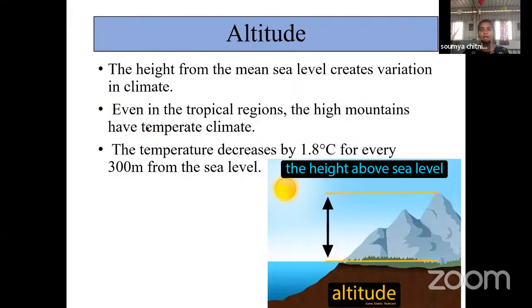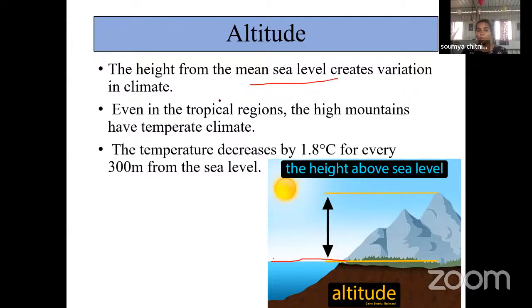And altitude is the vertical height, we can say. From where do we usually measure this altitude or height? Usually from the mean sea level. Mean sea level is the level of the sea, usually taken as an average. So from the mean sea level, what is the height? Here in this picture you can see the mean sea level, and the height of the mountain sitting over here, right?